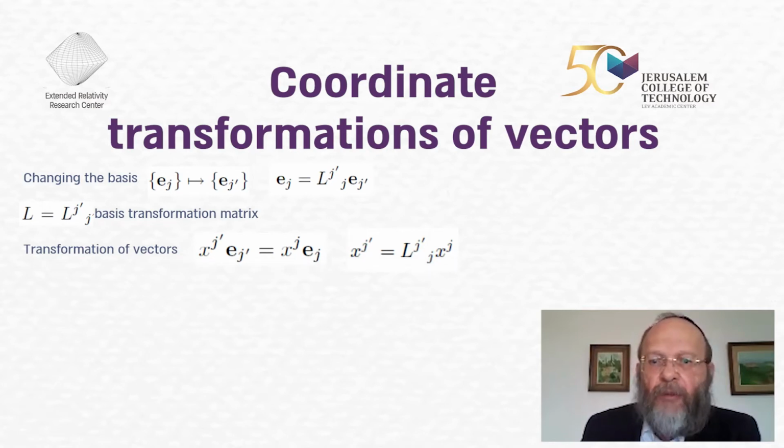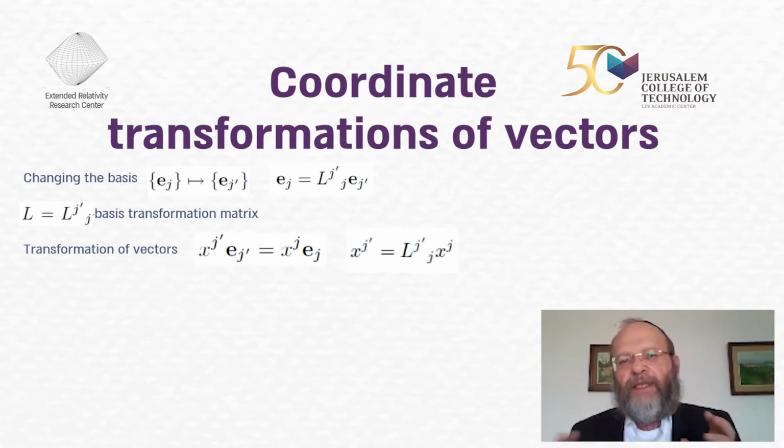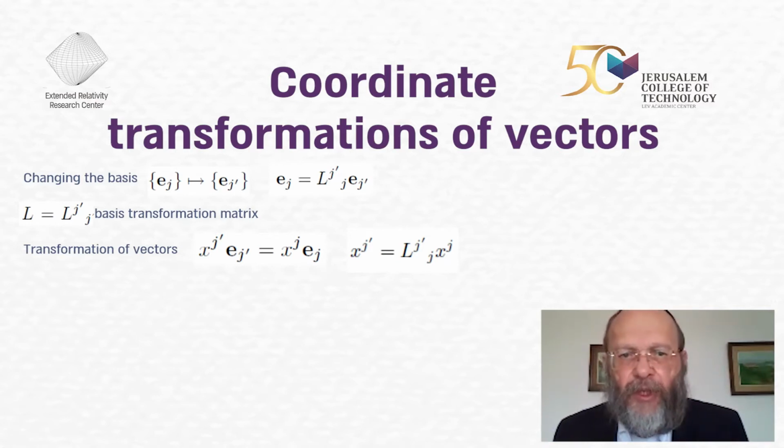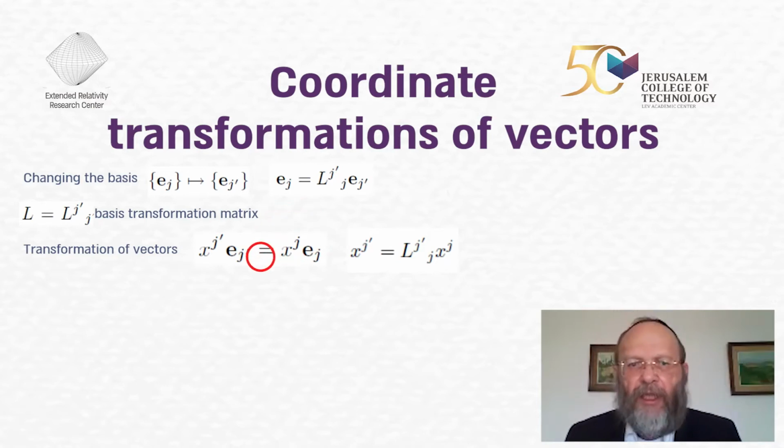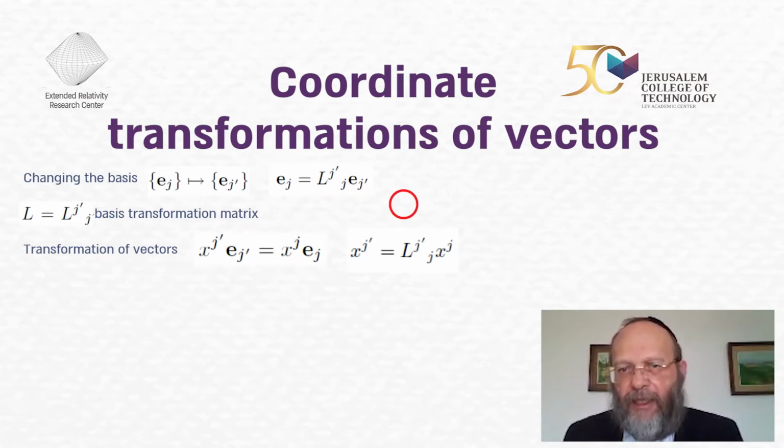Now, how we transform vectors. We have the same vector. That means xj prime ej prime has to be the same as xj ej. That means in the two bases, they have to represent the same physical quantity. So this equality must hold. I'm substituting here what's written here, and I'll get Lj prime j, ej prime. I can cancel ej prime, and I'll get that xj prime must be written as Lj prime j, xj.